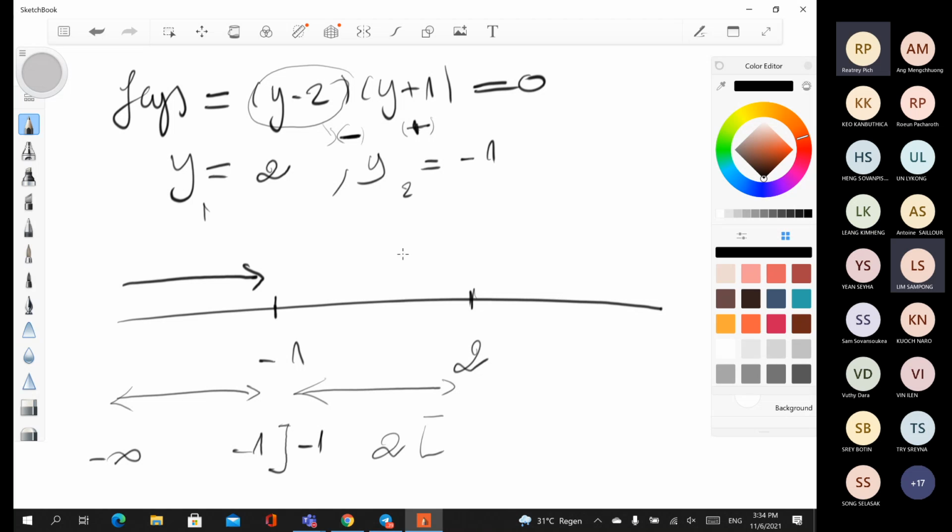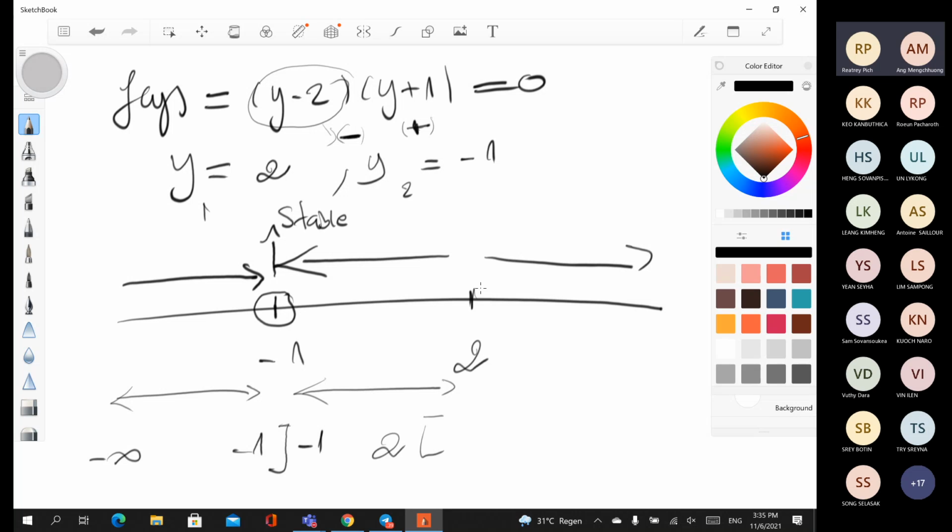Negative, negative. So you will get the stable left arrow. So in the critical point -1, it produces what here? Stable. Okay. How about number 2? If it's greater than 2, all the way positive, so this one is unstable.